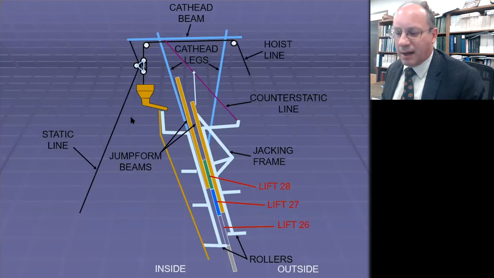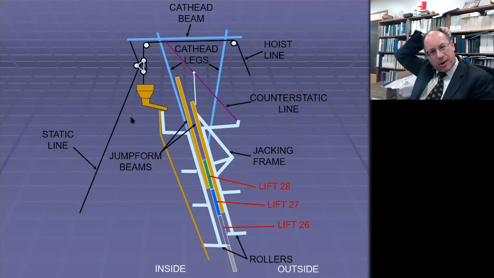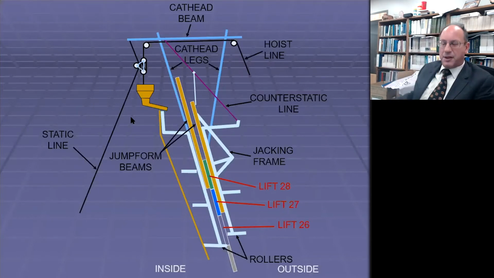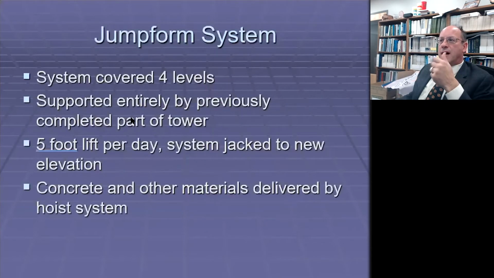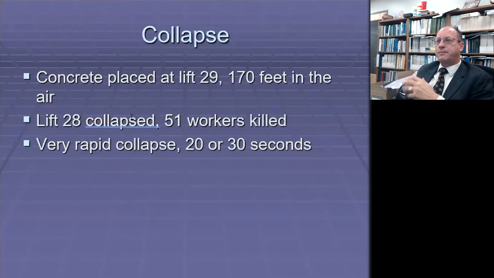This is basically in 4 levels of concrete. So the bottom part of the formwork, at least in theory, would be in well-cured concrete. So it covered 4 levels, but is supported entirely by the previously completed part of the tower. And they did a 5-foot lift every day, at which point I guess they could go home, and the system was then jacked to a new elevation, and the concrete was delivered up by a hoist system.